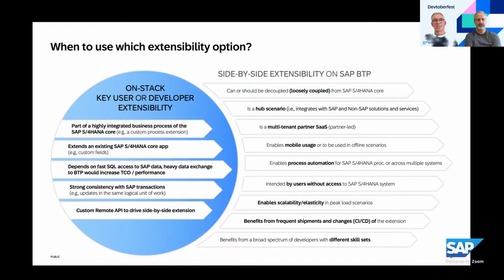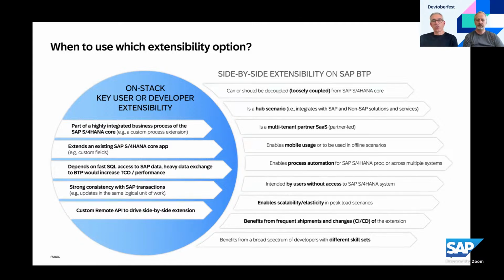Another case is, Boris mentioned the key user tools, the S4HANA key user tools. So if you want to add a couple of fields to your existing S4HANA application, there is no need to go to the BTP. You're much better served when you do this extension on the S4 side. Same thing is true when you really want to have fast SQL access to your data. You better stay on the on-stack side.